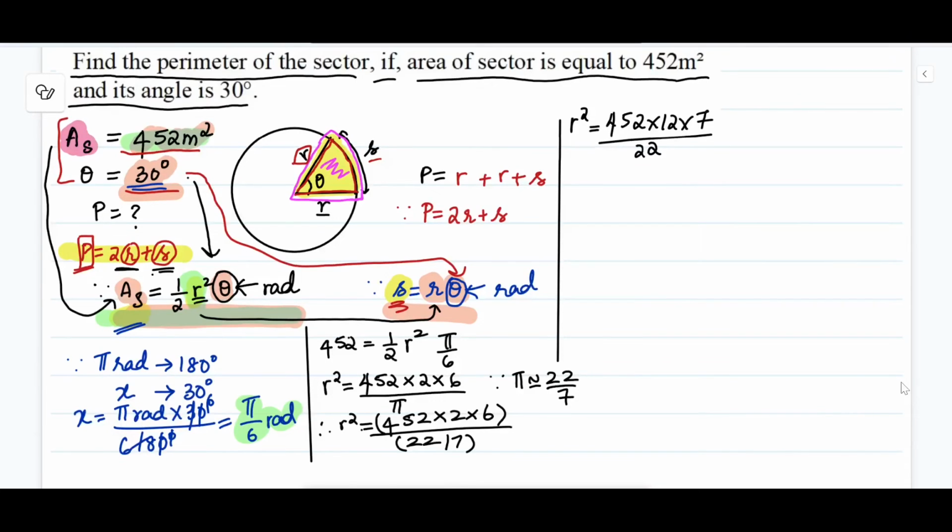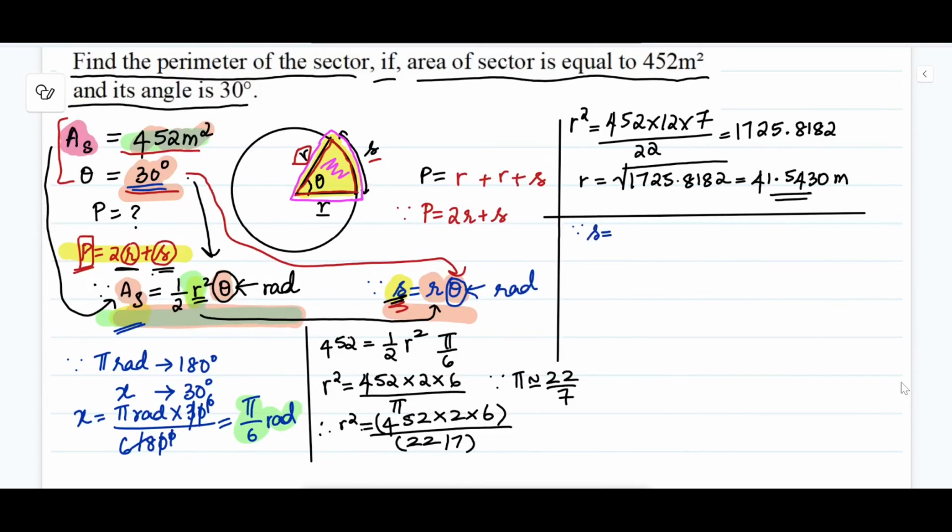When we do the calculations, we get r square to be equal to 1725.8182. When we take the square root, we will get the value of r. So r is equal to the square root of 1725.8182, which is equal to 41.5430 meters. So this is the value of r. Next, we have to find the value of s.